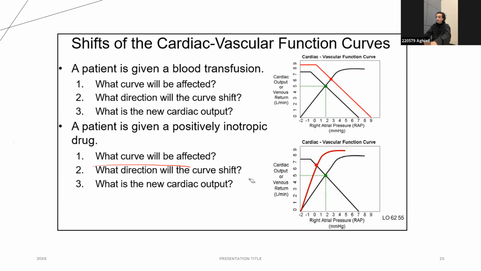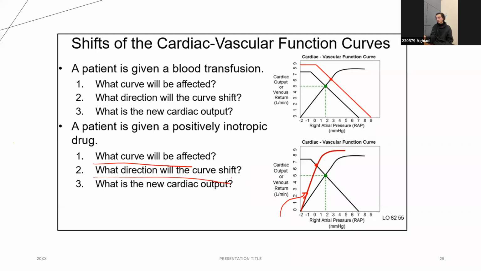If we only affect the contractility of the heart, the cardiac function will change only. The vascular function curve doesn't change. Because it's the same amount of volume, same amount of whatever. It's just that the ejection fraction increases, because the heart is pumping with more contractility, and we have drugs to increase the contractility of the heart. We'll discuss them later with the questions. So what curve will be affected? It'll be the cardiac function curve.